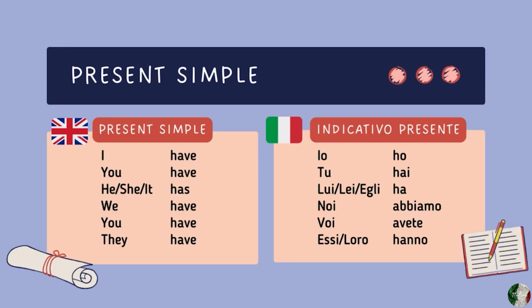The present simple of the English verb to have is I have, you have, he, she, it has, we have, you have, they have. While the Italian one is a bit trickier compared to the English version because you have a different conjugation every time. Io ho, tu hai, lui ha, lei ha, egli ha. You can also add esso or essa ha. Noi abbiamo, voi avete, essi hanno, loro hanno.